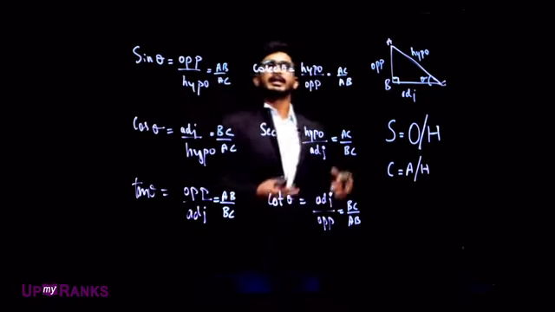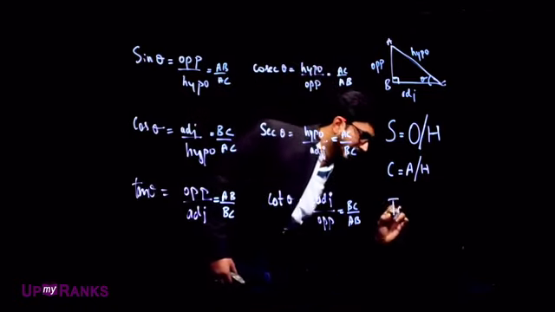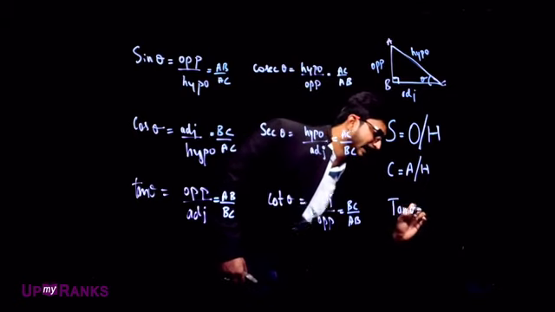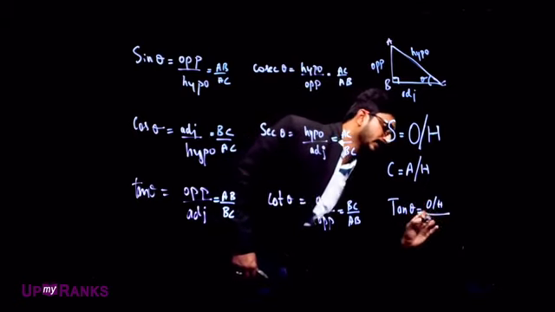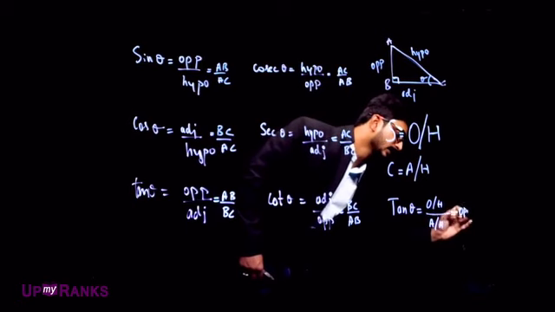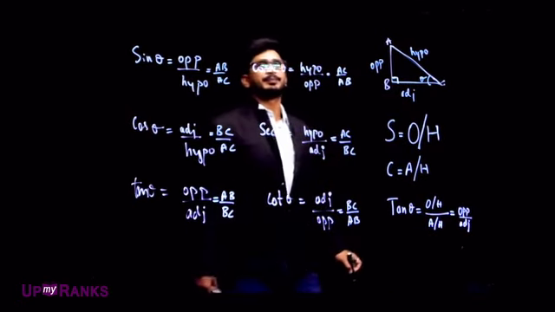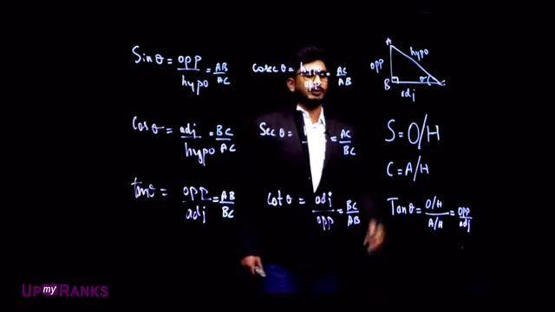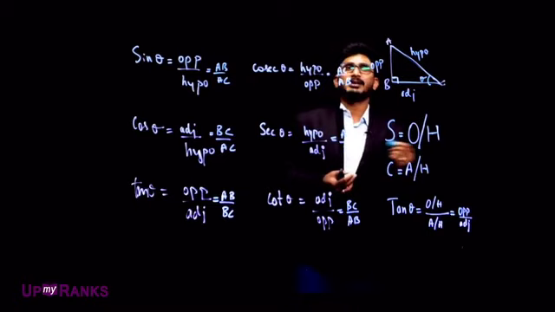Now what about tan? Tan theta is nothing but sin by cos. So what is sin? Opposite by hypotenuse. Cos is what? Adjacent by hypotenuse. So hypotenuse gets cancelled, which remains as opposite by adjacent. So this is tan. If you know these three trigonometrical ratios, you can write the other three.